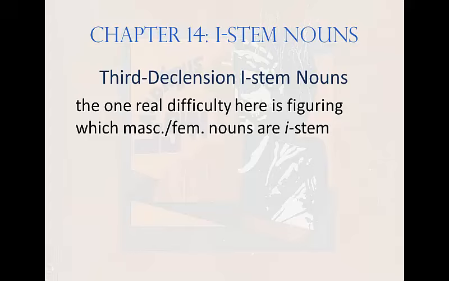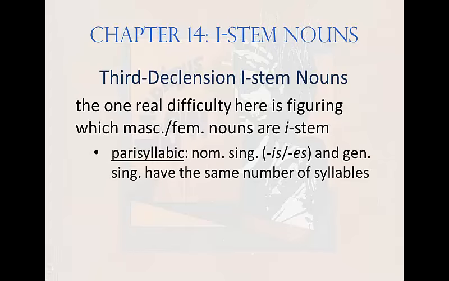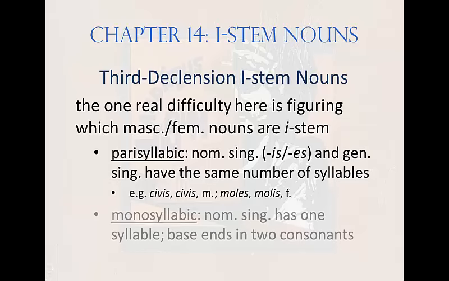Those break down into two categories. One is parasyllabic nouns, in which the nominative singular ends in is or es, and the genitive singular has the same number of syllables as the nominative. For example, civis civis, or moles molis. The other category is called monosyllabic. Here, the nominative singular has one syllable, and the base ends in two consonants. Examples are mons montis and ars artis.